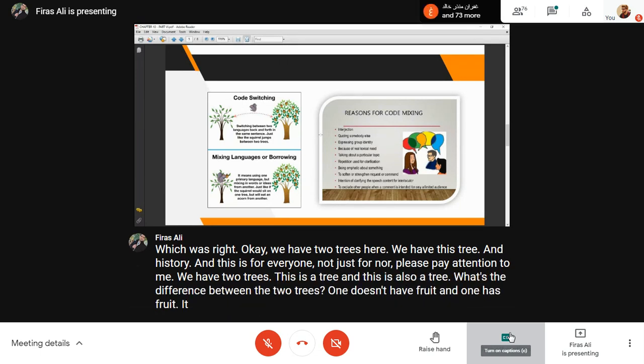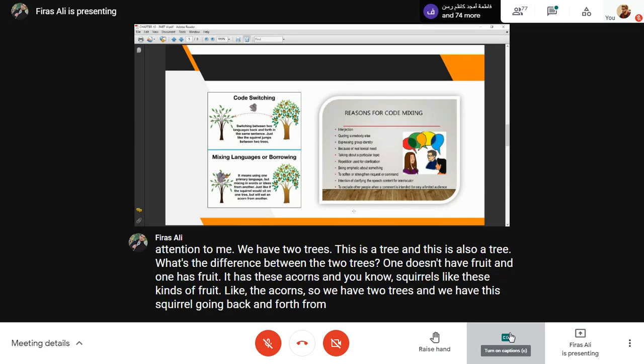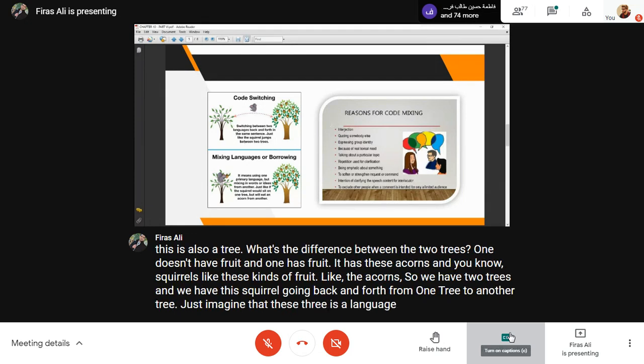It has these acorns, and squirrels like these kinds of fruit, like the acorns. So we have two trees, and we have this squirrel going back and forth from one tree to another tree. Just imagine that this tree is a language, and this tree is another language.